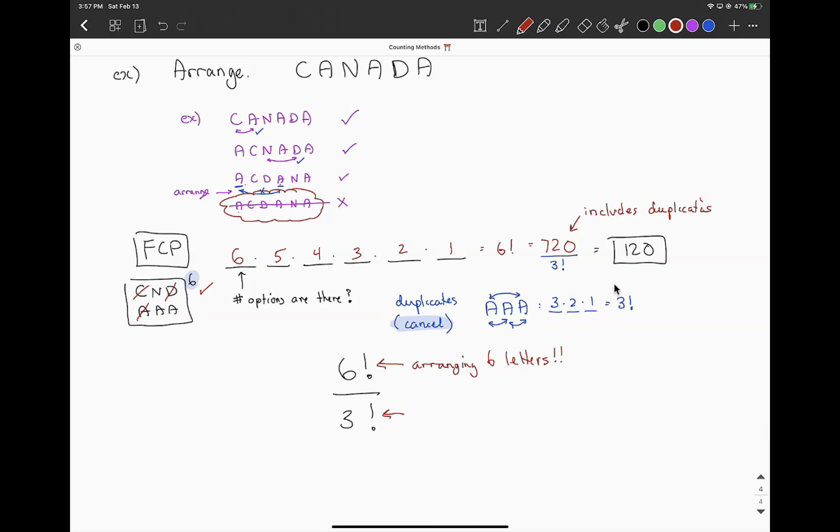And then the bottom cancels part of that and says, well, we were not arranging the 3 A's with one another. And that takes it out and cancels our duplicates. Now, this does open up a huge amount of question types, because we're not limited to unique things.